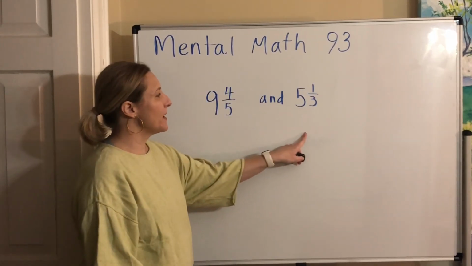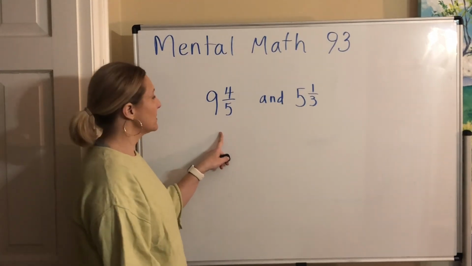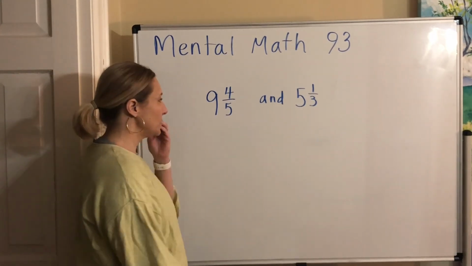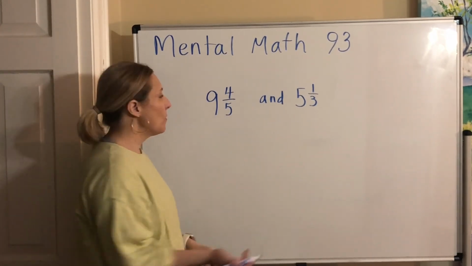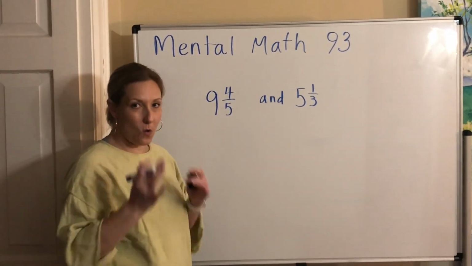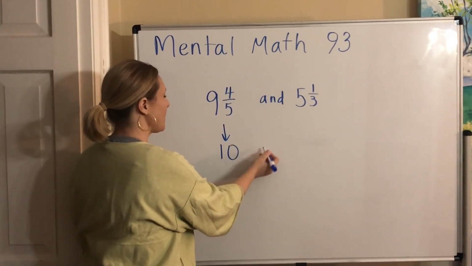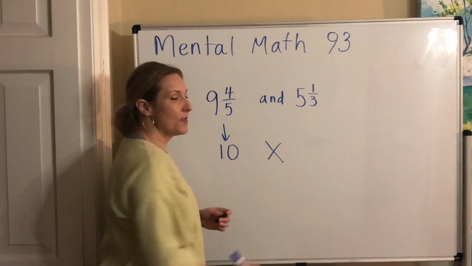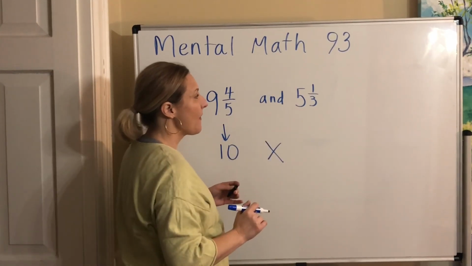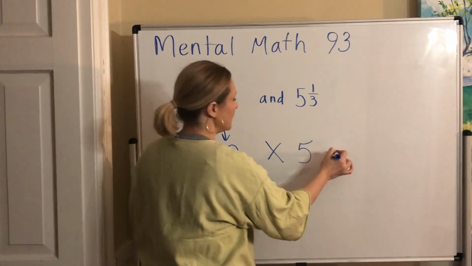Okay, on this one, we are supposed to round these numbers and then multiply them to find the product, right? So 9 4/5 is closer to 9 or 10. Well, 4/5 is almost another whole. It's not quite one whole. So this will be closer to 10. And 5 1/3 is not quite 5 1/2. So 5 1/3 is going to be closer to 5. And what is 10 times 5? 50.